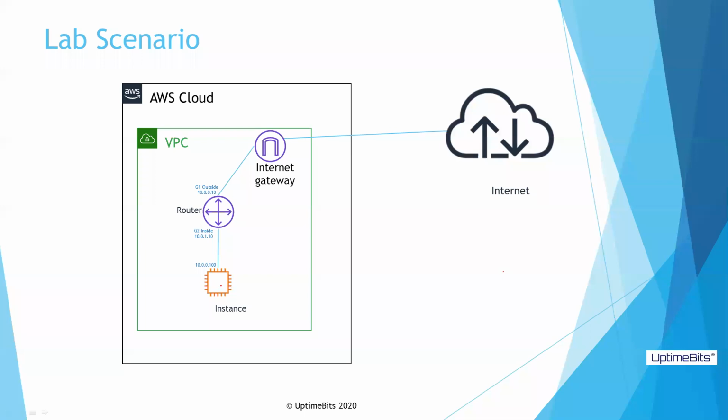So this host is now using this as the first hop, and then the packet is getting NATed and sent out via the internet gateway to the internet. So this is how we configure the Cisco CSR 1000V in the AWS environment.